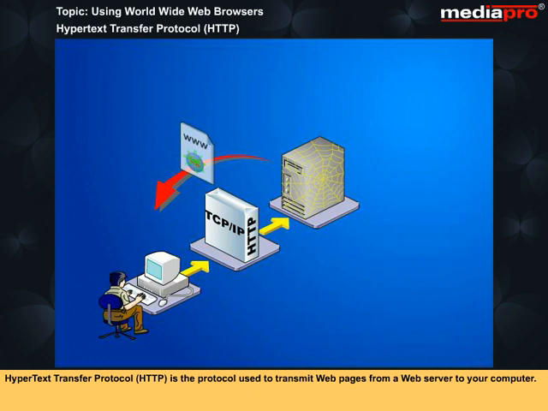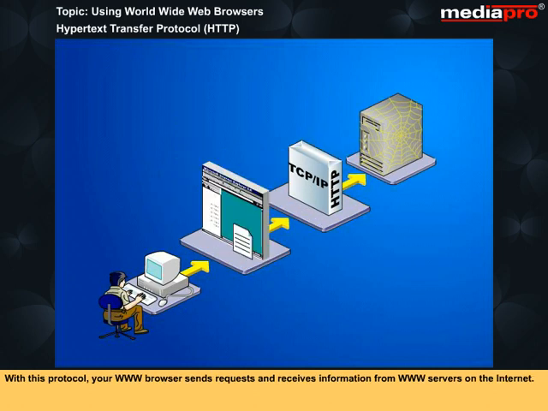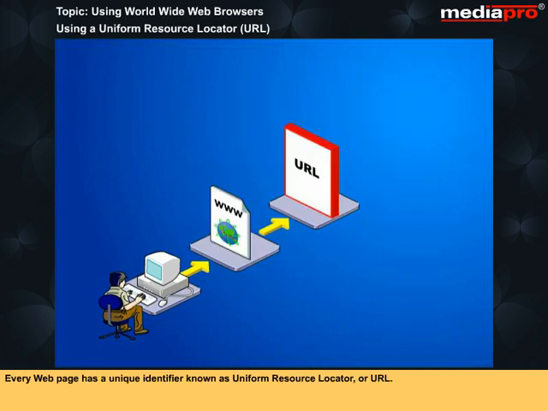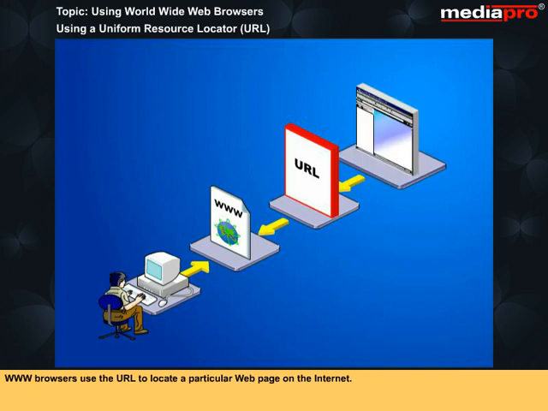Hypertext Transfer Protocol, HTTP, is the protocol used to transmit web pages from a web server to your computer. With this protocol, your WWW browser sends requests and receives information from WWW servers on the internet. Every web page has a unique identifier known as Uniform Resource Locator, or URL. WWW browsers use the URL to locate a particular web page on the internet.